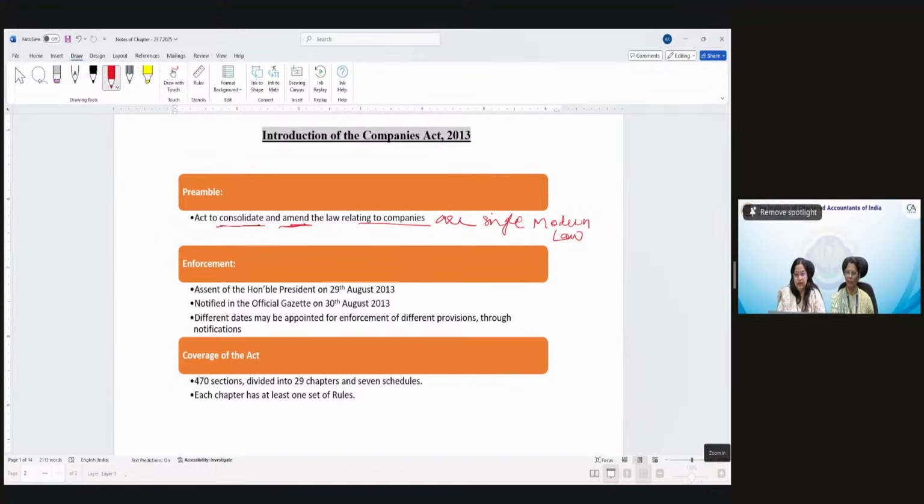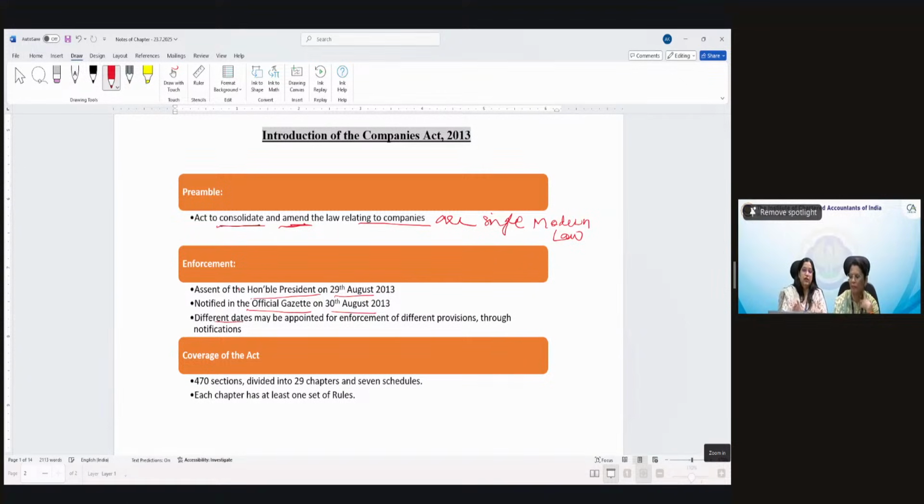So this was about the preamble, and then we have the enforcement of the act, already discussed. It got the assent of the Honorable President on 29th of August and was notified in the official gazette on 30th of August. The most important thing is that different provisions have been enforced at different points of time. The whole Companies Act was enacted in a single go; however, the provisions were not notified in a single go. Like if you see further, we are writing that it contained 470 sections.